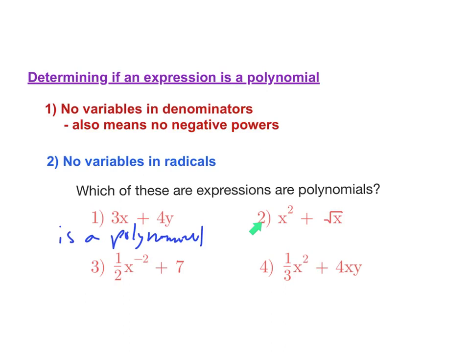How about number 2? Think it's a polynomial? No. Why? There's a variable in the radical. Variable in a radical right here. So what you would say is not a polynomial. And your reason would be there's a variable in a denominator. Or sorry, in a radical. There's a variable in a radical. Questions on that?